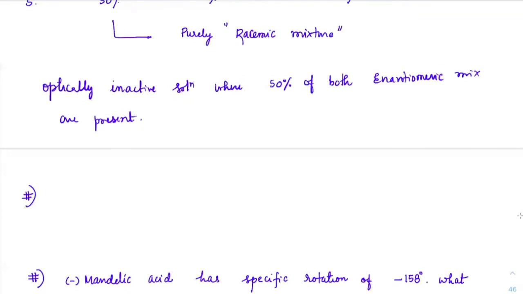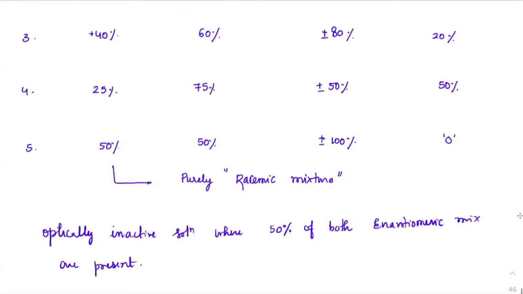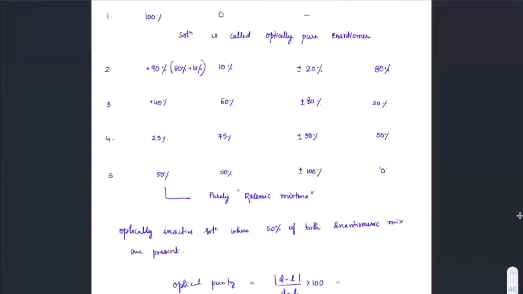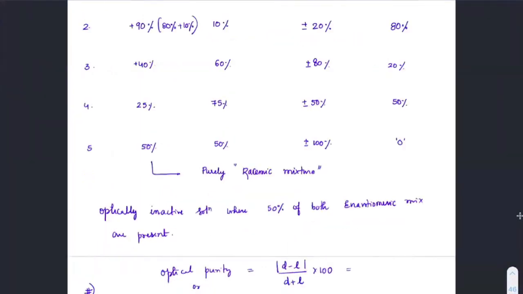Now, based on that, you can calculate optical purity, or enantiomeric excess, in terms of a formula also. I can write this as |D minus L| by (D plus L), into 100. Clear or not? Check it out. Suppose the D percentage given is 90: 90 minus 10, divided by 100, into 100. So that is what we get as 80, right? Clear? So this could become a formula also.